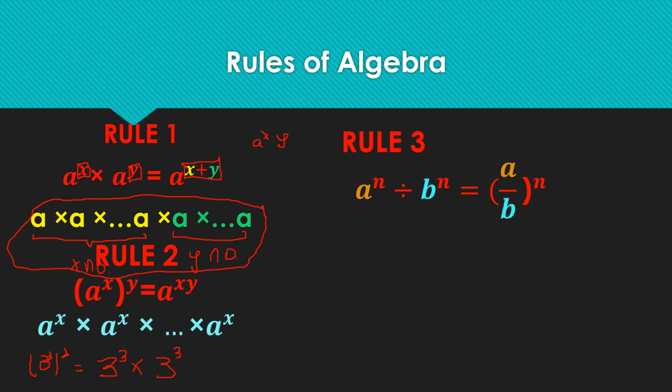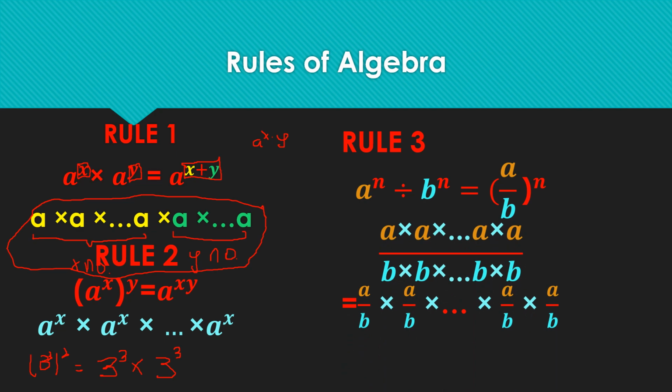A to the power of n divided by b to the power of n is equal to a divided by b, to the power of n. Let's see how this works. Now, this is written a n number of times. And this is also written n number of times.